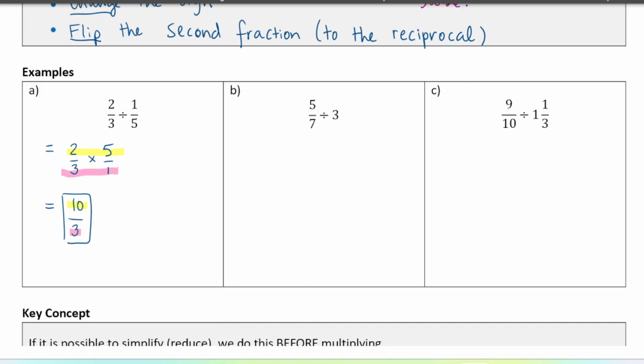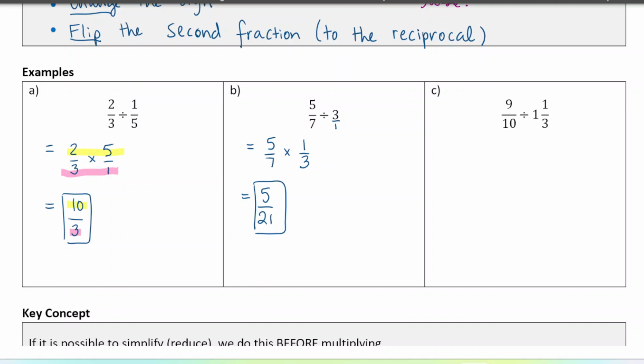Okay. Keep, change, flip. Keep the first fraction, 5 over 7. Remember, 3 is the same as 3 over 1. We're going to change the sign to multiply, and we're going to flip the second fraction to 1 over 3. All right, let's see if anything reduces. Nope, so we're just going to multiply. So 5 times 1 is 5, 7 times 3 is 21. That's our final answer.